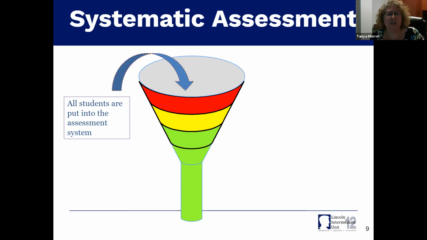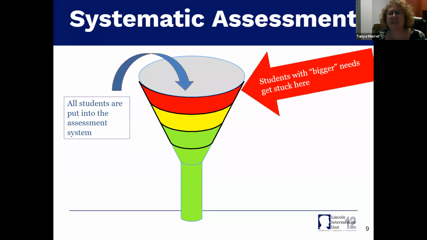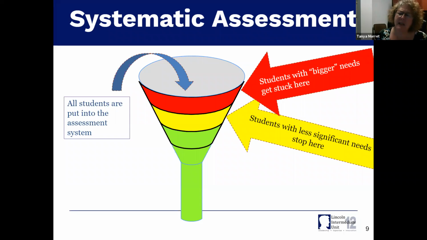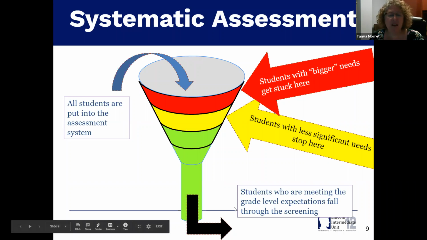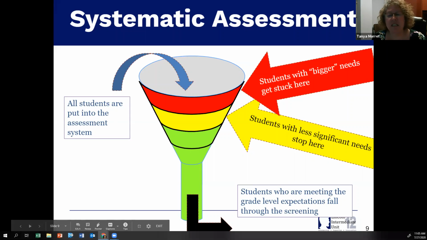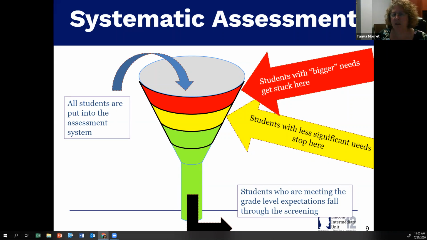We're going to look at all of them, and so we're going to put them all into this big funnel, this big assessment system or analysis process, where we're going to try to figure out where they are in relation to where we want them to be. Some of the students are going to get stuck because their needs are so much bigger than the rest of the group. We might have some who have needs, but less significant than our 911ers, as I refer to them. But best case scenario is that they all kind of fall through because we have a large population of kiddos who just need grade level expectations for the fall.